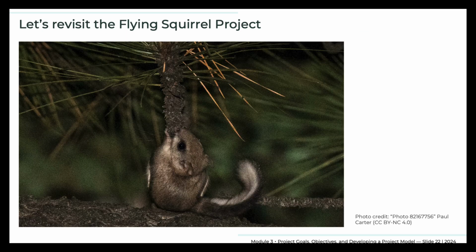Outputs and outcomes are discussed in greater detail in Module 10. Meanwhile, let's look at how our example projects have fared after developing clear goals and objectives.